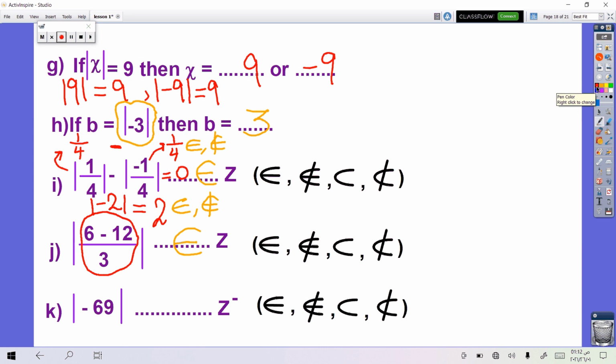The last one here, absolute negative 69. First, we have to solve this absolute value. Absolute negative 69 will be equal to 69. So now we have to use belong or not belong, or subset or not subset. Now we have a relation between an element and a set. So in this case, we have to use belong or not belong. So does 69 belong or not belong to Z negative? Here 69 is positive. So 69 does not belong to Z negative.